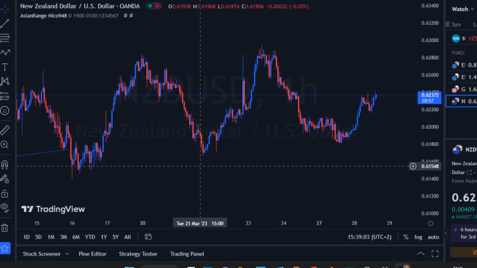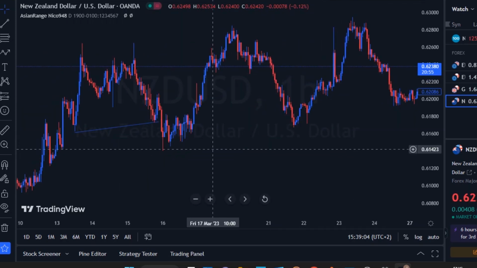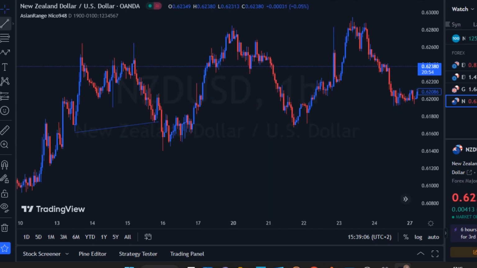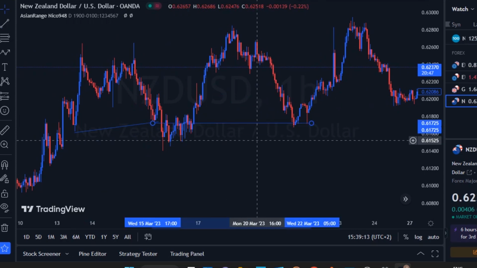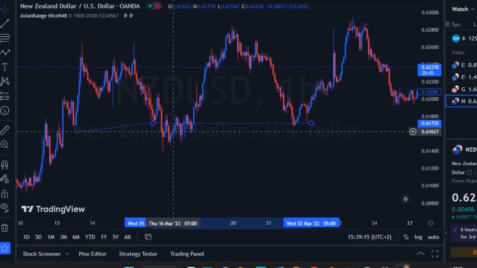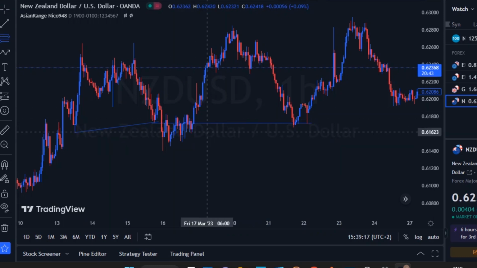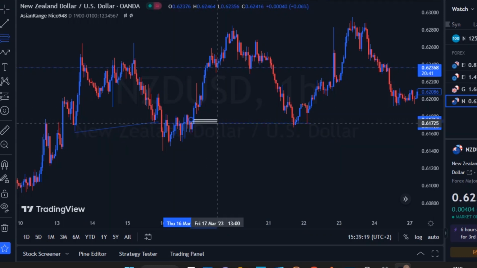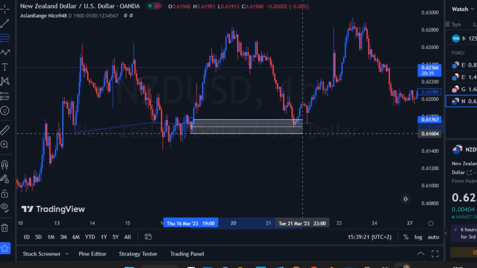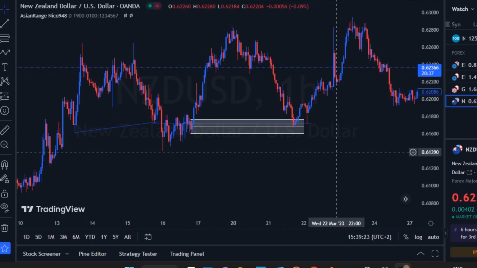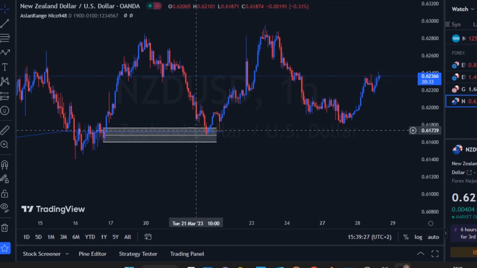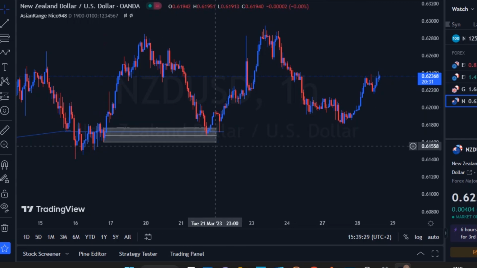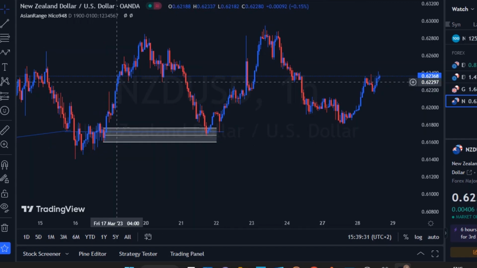Now let's talk about this one here. This one I would have taken, because where is our QML? Here is our QML. Look, a tap into our QML. Where is the order block that is associated with that QML? Here is that order block. This order block here is associated with the QML. Now put our entry here, stop loss, take profit. You are fine. You will win this trade.